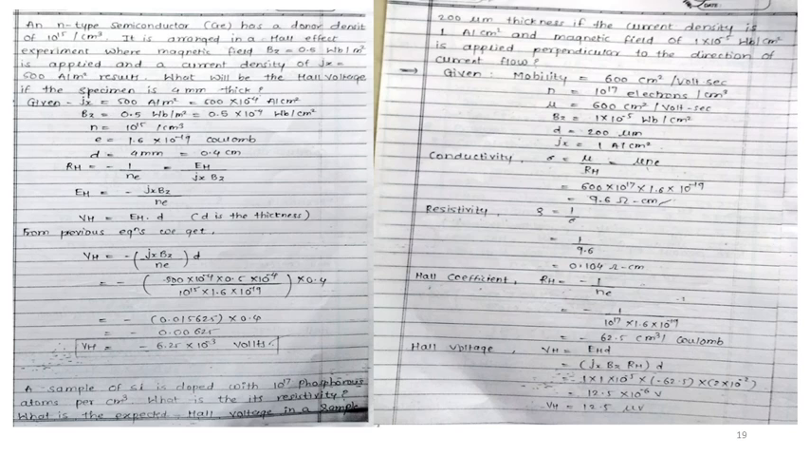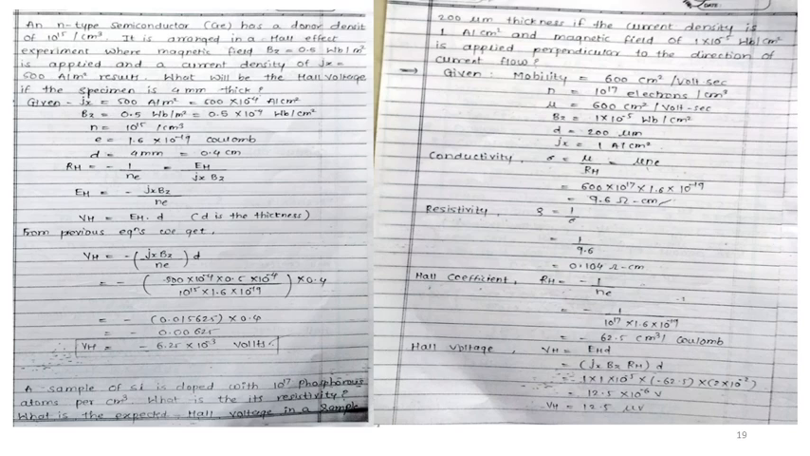Then second one, a sample of silicon is doped with 10¹⁷ phosphorus atoms, which means you have an N-type semiconductor, and the majority charge carriers are the electrons. Then we have to calculate the resistivity, and also we have to calculate the Hall voltage.